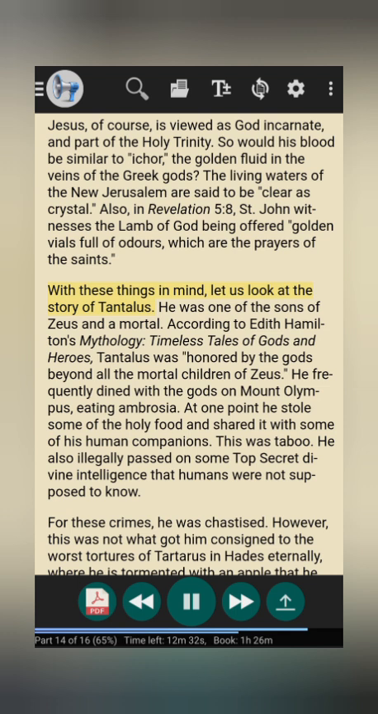With these things in mind, let us look at the story of Tantalus, who was one of the sons of Zeus and immortal. According to Edith Hamilton's Mythology: Timeless Tales of Gods and Heroes, Tantalus was honored by the gods beyond all the mortal children of Zeus. He frequently dined with the gods on Mount Olympus, eating ambrosia. At one point, he stole some of the holy food and shared it with some of his human companions. This was taboo. He also illegally passed on some top-secret divine intelligence that humans were not supposed to know. For these crimes, he was chastised.